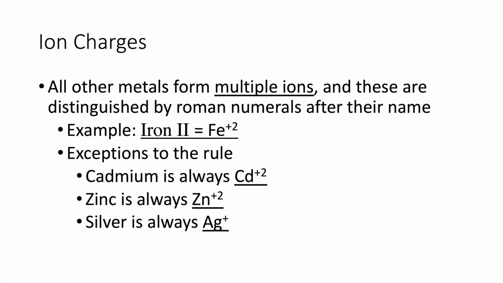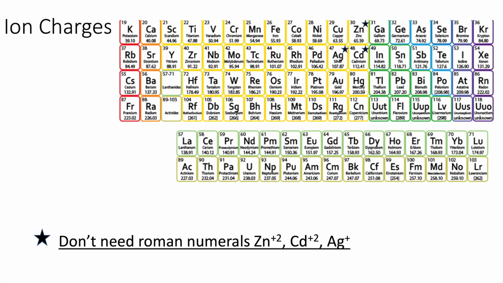So we're actually going to make a note of that on our periodic table as well. I put a little star next to zinc, cadmium, and silver. They're all in the same area. And then I made a note at the bottom of my table that says, don't need Roman numerals: zinc +2, cadmium +2, silver +1. So I would make sure you add that to your table as well, because again, all of these notes are going to help us with this.